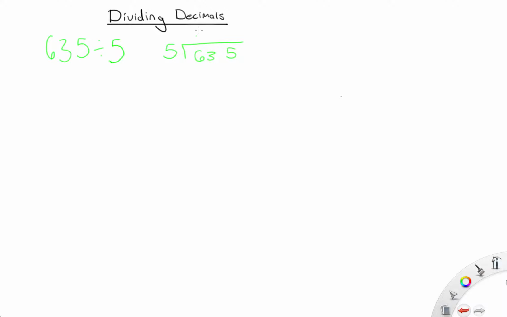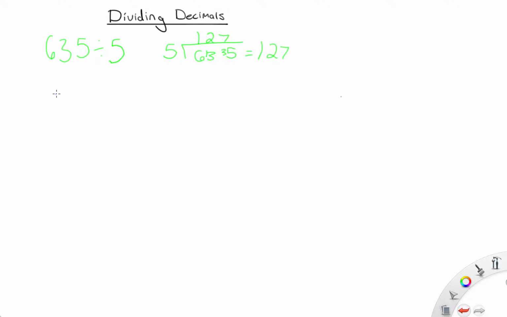So 5 goes into 6 one time with 1 left over. 5 goes into 13 two times with 3 left over, and 5 goes into 35 7 times. So our answer to this question is 127. So now let's try a question where there is a decimal in the dividend.